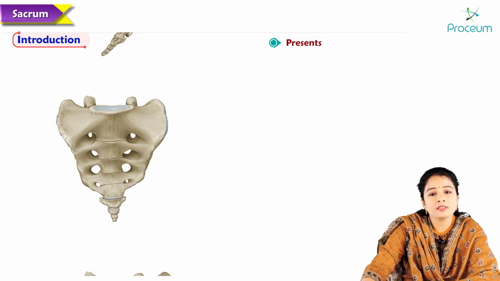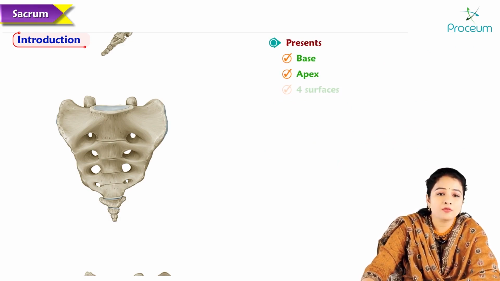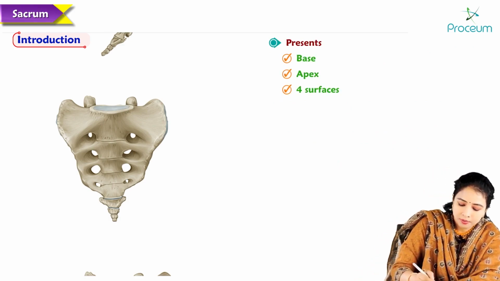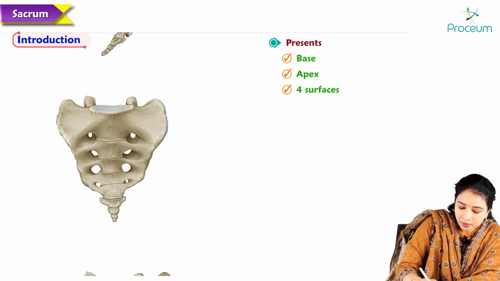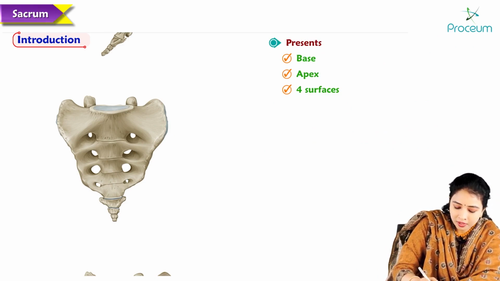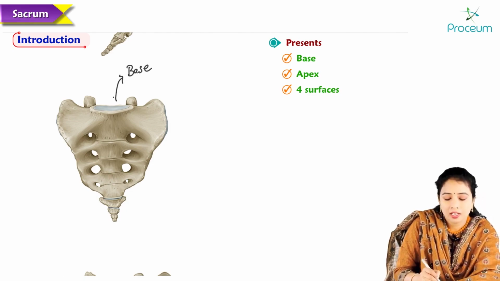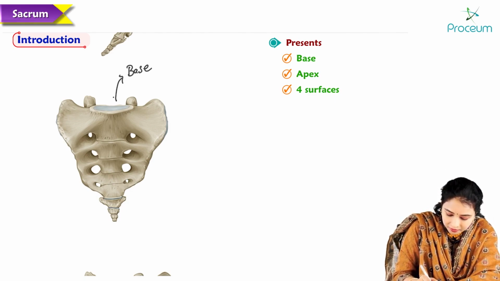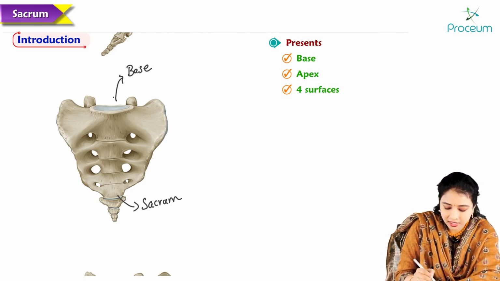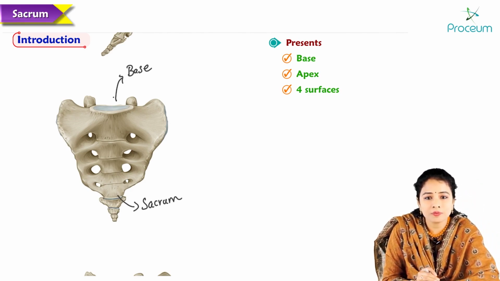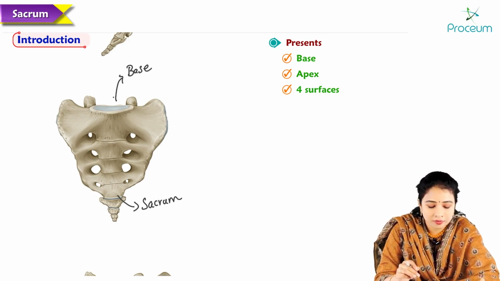The sacrum presents a base, an apex and 4 surfaces. The base is the upper part of the sacrum, which is its broader part. The apex is the lower end of the sacrum. We can see it articulates with the coccyx below, and it has 4 surfaces.